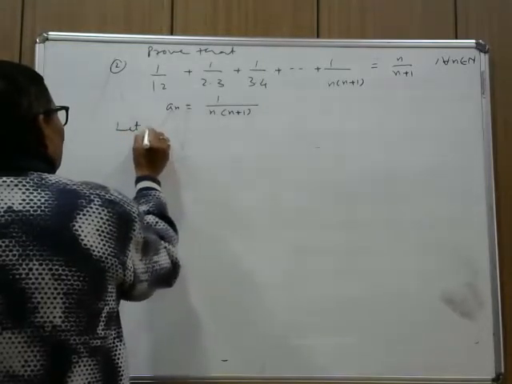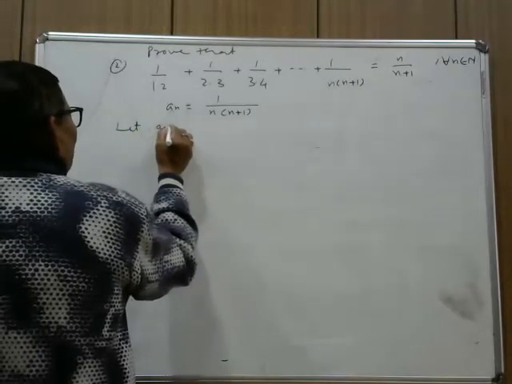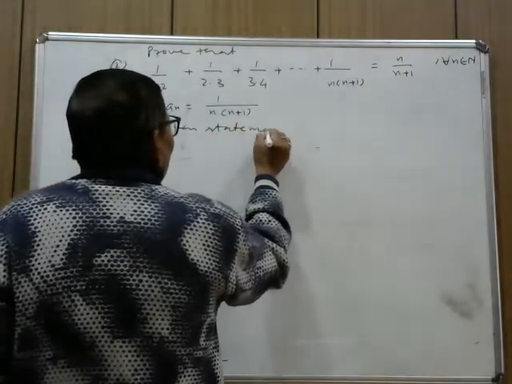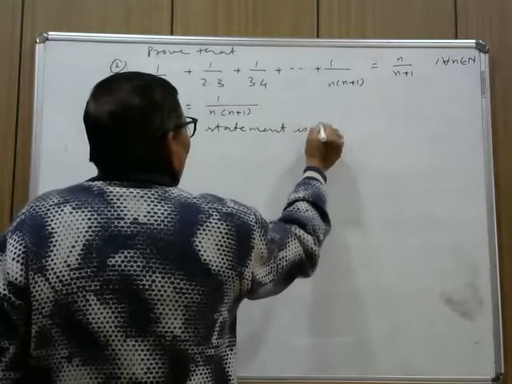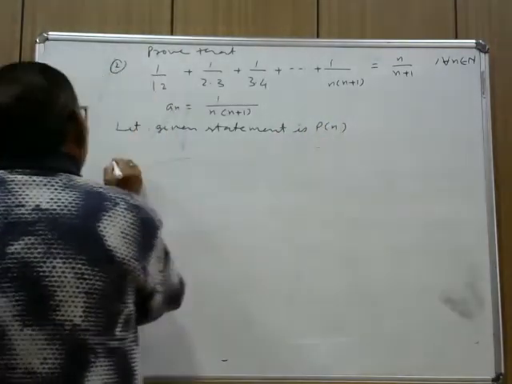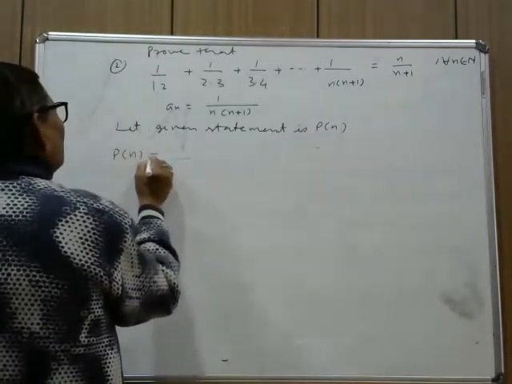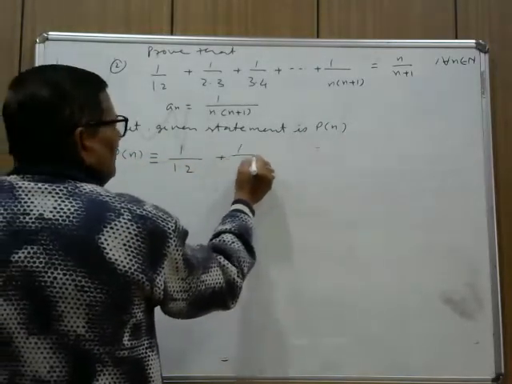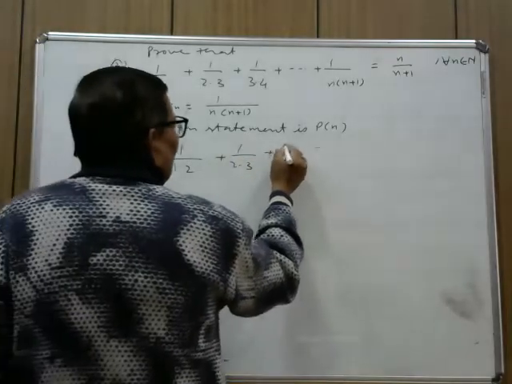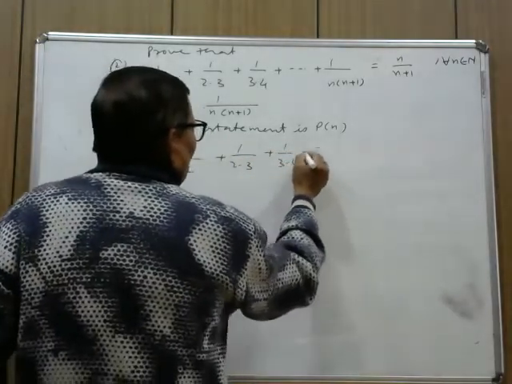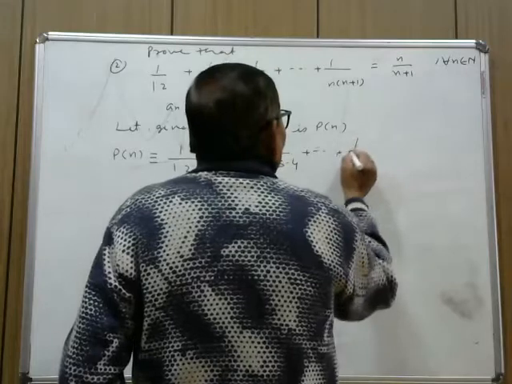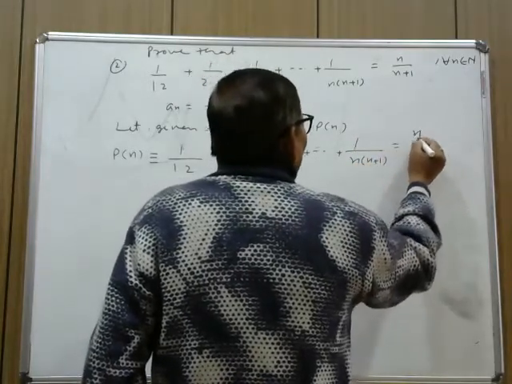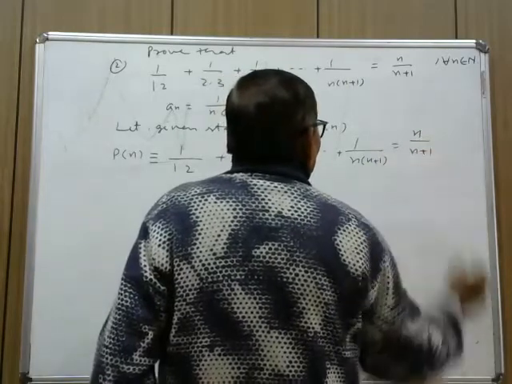let the given statement be Pn. So Pn can be written as 1 upon 1 into 2 plus 1 upon 2 into 3 plus 1 upon 3 into 4 plus and so on plus 1 upon n into n plus 1 equal to n upon n plus 1.